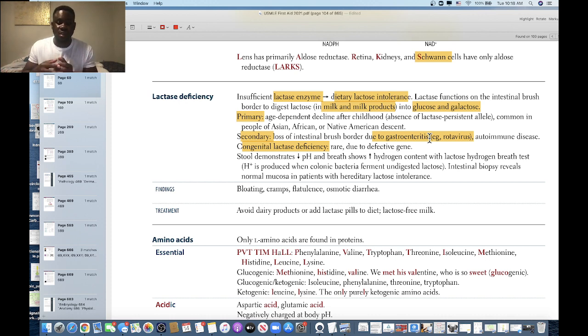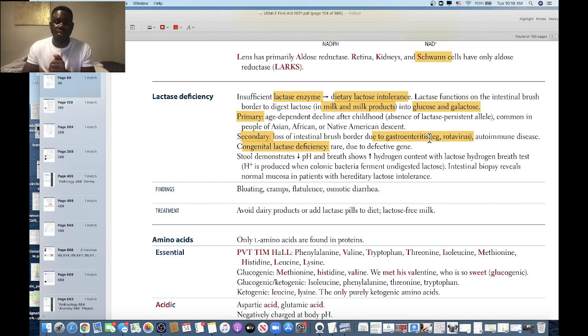This is due to a genetic defect. The stool demonstrates decreased pH. Decreased pH means that the stool is acidic, and the breath shows an increase in hydrogen content with the lactose hydrogen breath test.